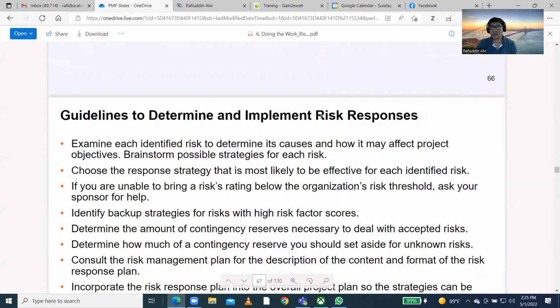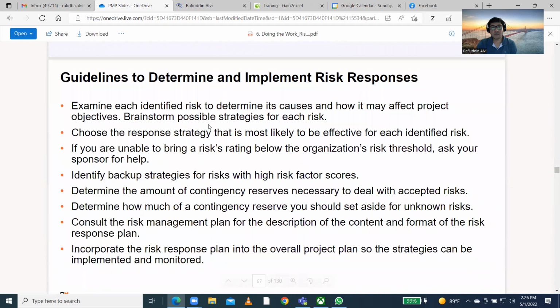So, guidelines to determine and implement risk response. Examine each identified risk to determine its causes and how it may affect the project objectives. So brainstorming can be useful in that scenario. Choose the response strategy that is most likely to be effective for each. So what is the effective strategy you need to implement for all the identified risks?